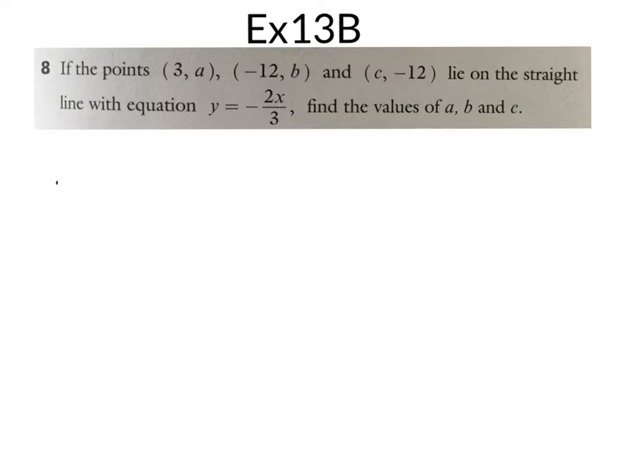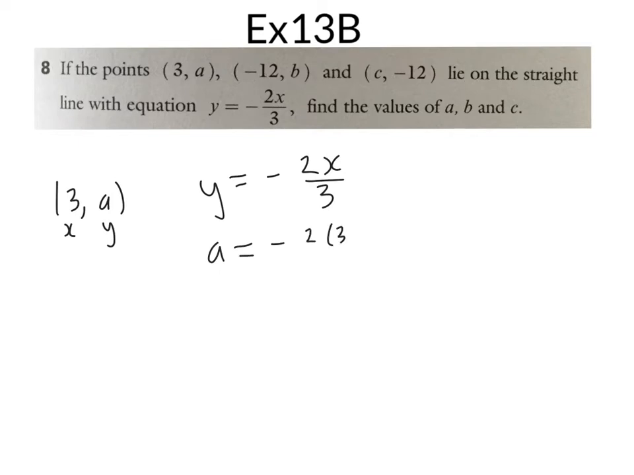Let's take the first point, which is (3, a). The x value is 3, and the y value, we don't know it, it's a. So when we have the equation y equals negative 2x divided by 3, the x value is going to now be 3 instead, and the y value is going to be a. So we'd have a equals negative 2 times 3 divided by 3.